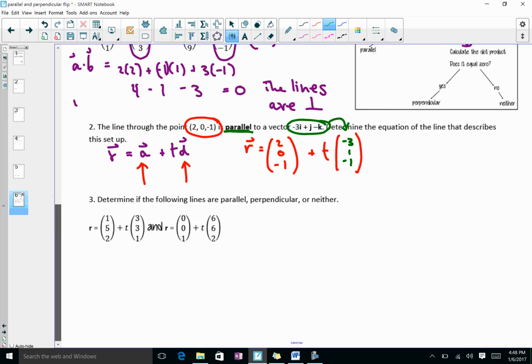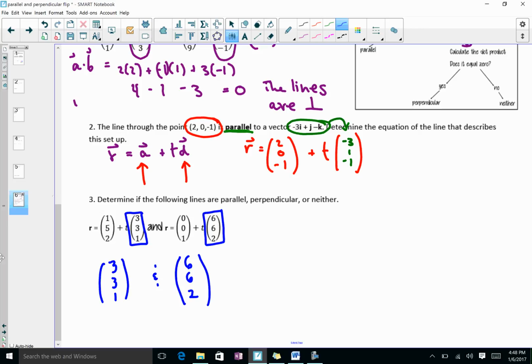One more question where we're determining if the lines are parallel, perpendicular, or neither. So one more time I'll say it. We want to look at the direction vector first. Here we have 3, 3, 1. We'll look at the other direction vector and compare them. So I like to rewrite them separately first to see if I see any relationships right away. 3, 3, 1 compared with 6, 6, 2.